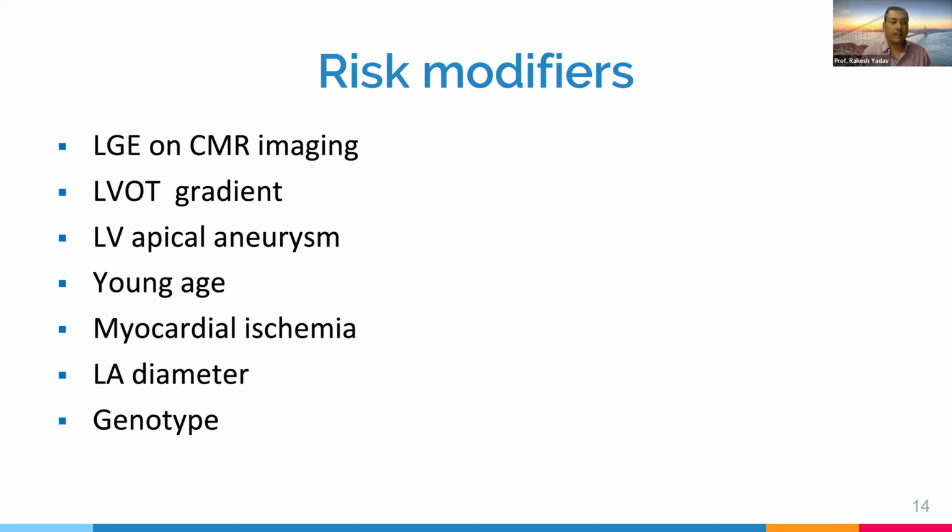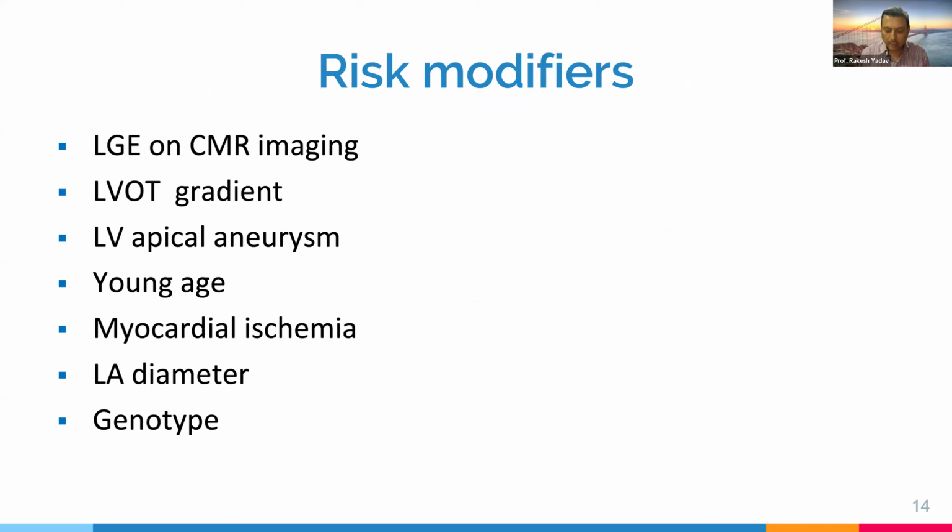Risk modifiers: there are a lot of risk modifiers, like LGE on MRI and LVOT gradient. If you have an LV apical aneurysm, young age, myocardial ischemia, LA diameter, and genotype. So all of this has been attributed to assessing the high risk for sudden cardiac death in hypertrophic cardiomyopathy.